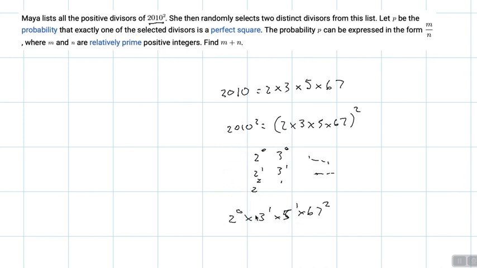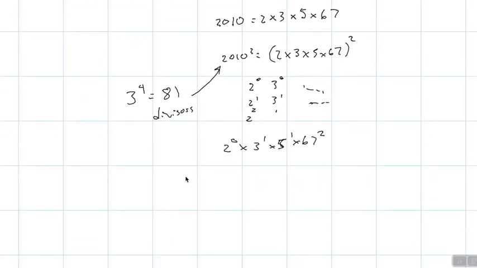There are 3 to the 4th ways to pair these various divisors. So therefore, there are 3 to the 4th, which is 81 divisors of 2010 squared.